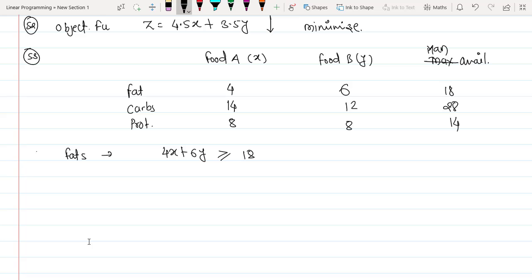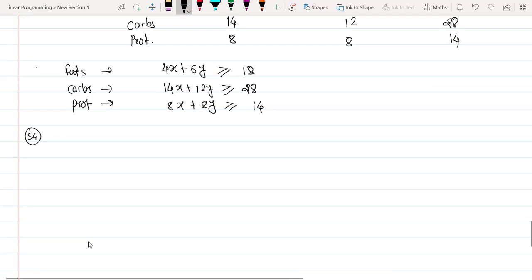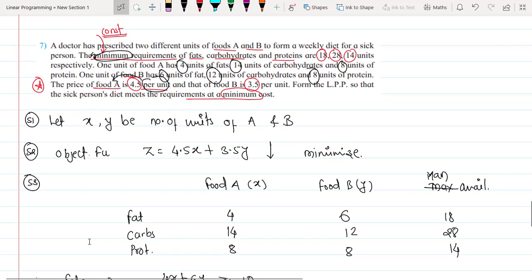Next we have carbs. How much did this come to? 14x plus 12y, which is again greater than or equals to 28. Then we have proteins, which is 8x plus 8y greater than or equals to 14. And what is our last step? Non-negative constraints, which is nothing but x is 0 or positive and y is 0 or positive. So in this way we can form the L.P.P for a given passage.